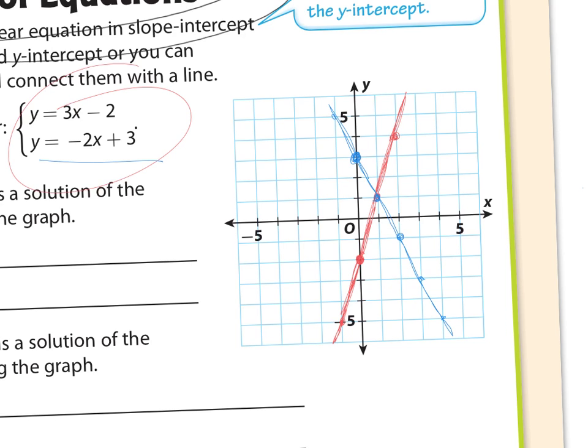What is the only solution that works for both lines? Where would I find that? Where they cross. Exactly, this point right here. At that point, that coordinate works for both lines. It's the only point on this graph that we could plug into both equations and get a solution. So for the system of equations, that coordinate is our answer. That would be 1, 1. That would be our solution.